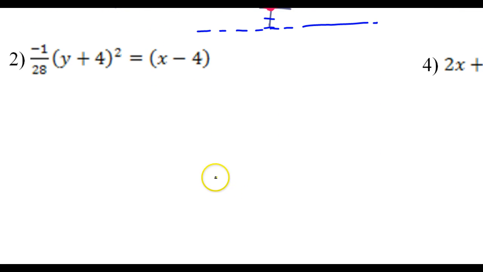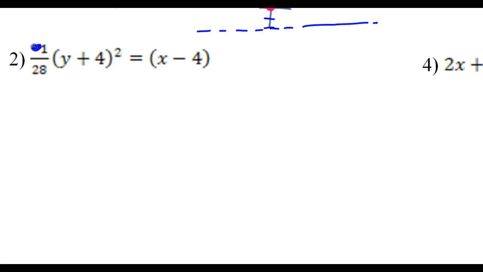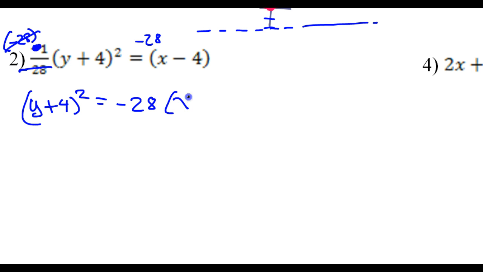Now, as I look at problem number 2, I'm not feeling this fraction. So please understand that negative a over b is the same thing as a over negative b, which is the same thing as having the negative right in the middle. So you can put that negative wherever you want. And right now I want to put the negative sign down here on the 28. That's to remind me that what I really want to do is multiply everything by -28 on both sides. That way the -28s cancel out. So I'm going to have (y + 4) squared is equal to -28 times (x - 4).